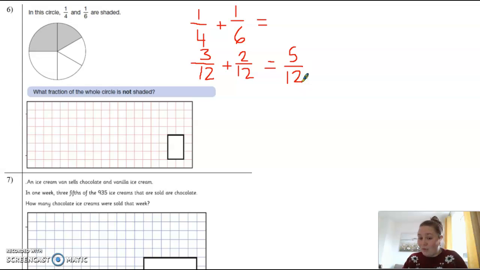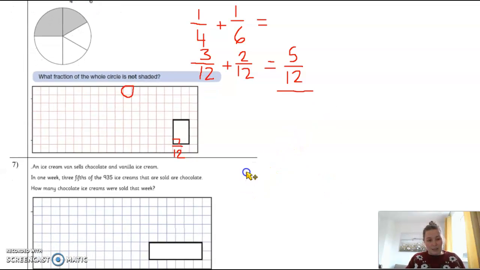Okay, let's check my question really carefully. 1/4 and 1/6 are shaded. What fraction is not shaded? That's our bold word there, and that's important. So 5/12 are shaded. A whole would be 12/12. So my answer of what's not shaded is 7/12. Well done if you got that.